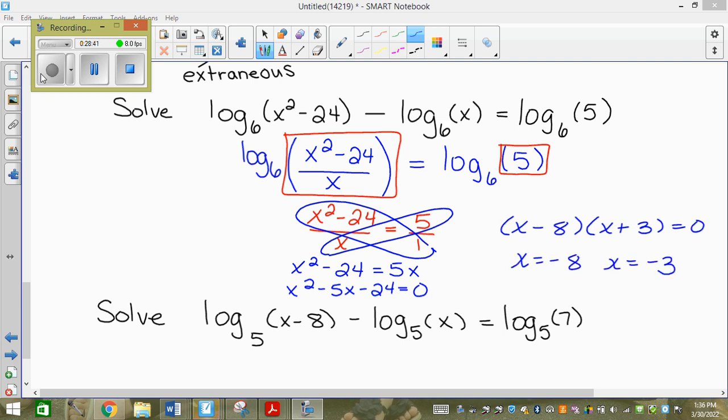That's a lie, 8. Okay, now I need to try those numbers back into the original. Original. Okay? I put the 8 in. I'm like, 8 squared, 64 minus 24, 40. Good. Check. 8. Check. 5. Check. Yay! Okay, now I take my negative 3. I go negative 3 squared is 9 minus 24 is negative 15. Negative 3. Nada.